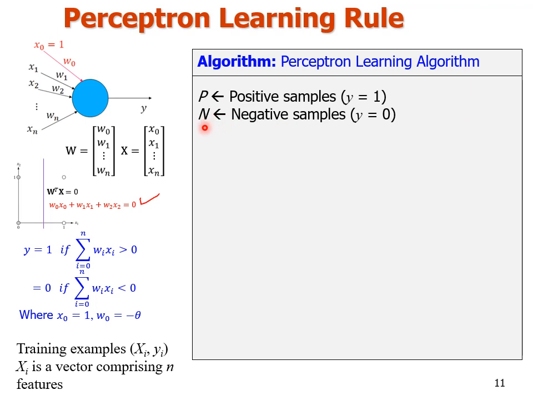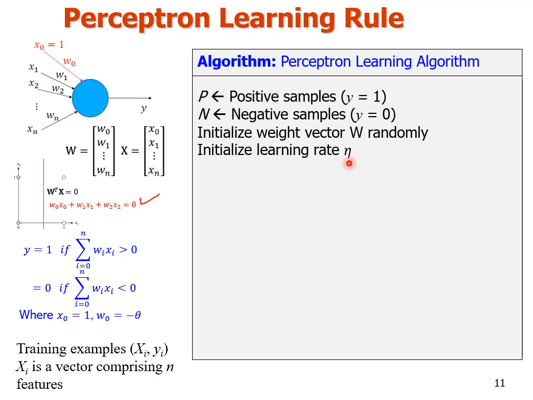To begin with, we need to initialize the weight vector W randomly. So we need some initial weights associated with all those elements W0, W1 and so on up to Wn. The first step is to initialize the weight vector W with some random weights. Next, in this algorithm we need one parameter eta, known as the learning rate. The learning rate eta is a small positive constant, and that also we need to initialize at the beginning.